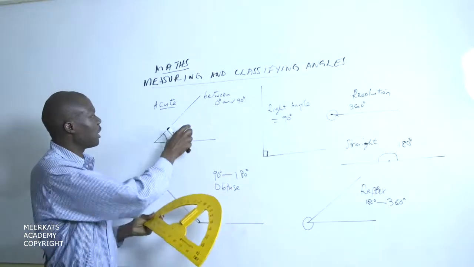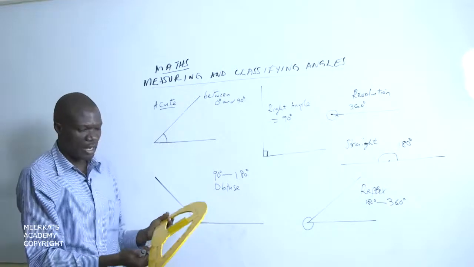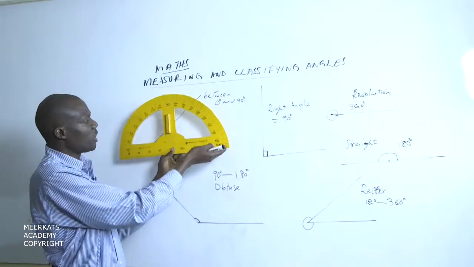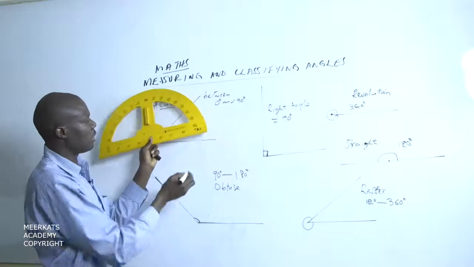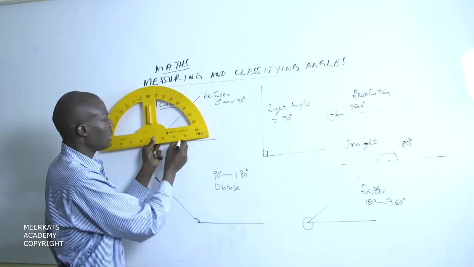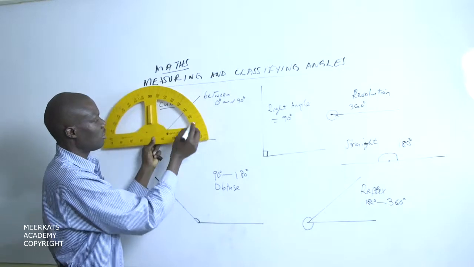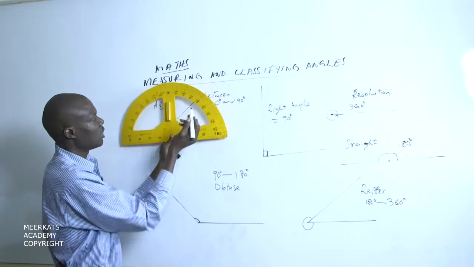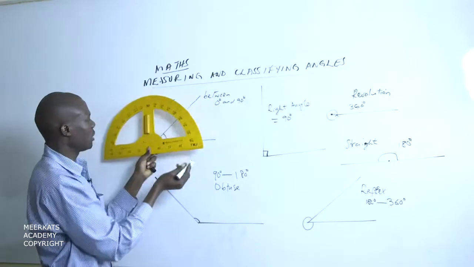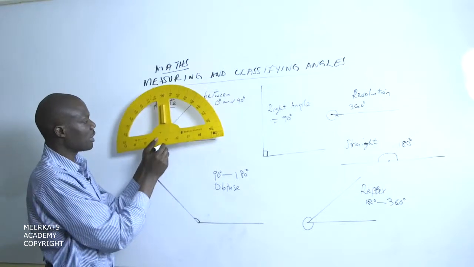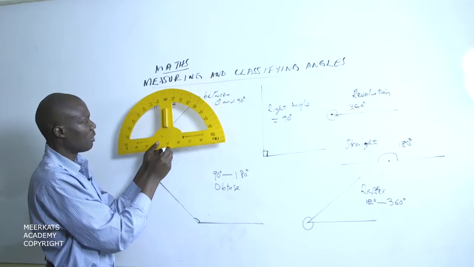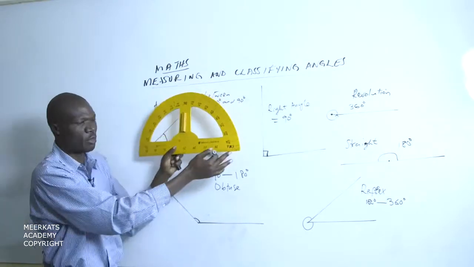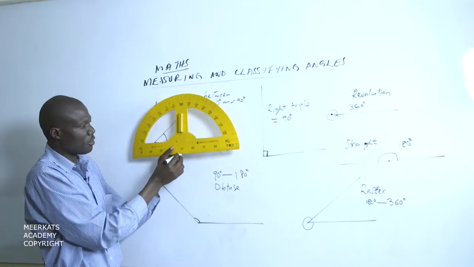So I'm going to take the first angle that we have here and see how to measure it. For this particular case, our 0 is the first one, the line here. Along this line is where we have our 0, then we move to 10 and so on. We are going to use the inner scale, 10, 20, 30 and so on, and find out how many degrees this is. On our protractor, we have the central point here.